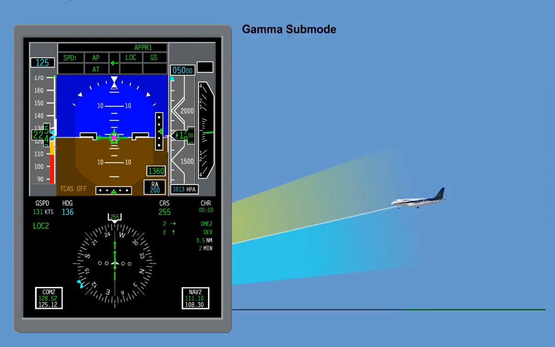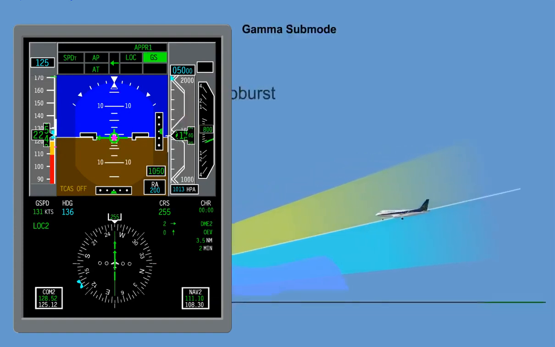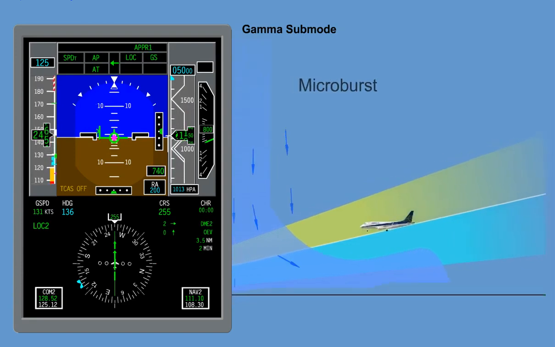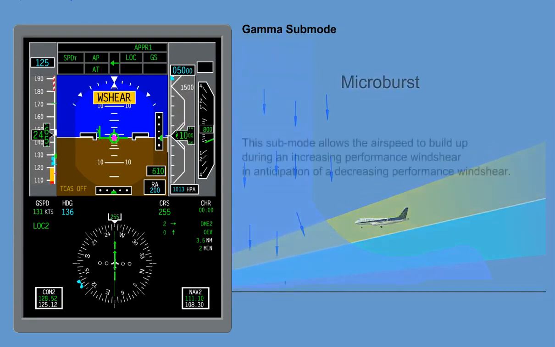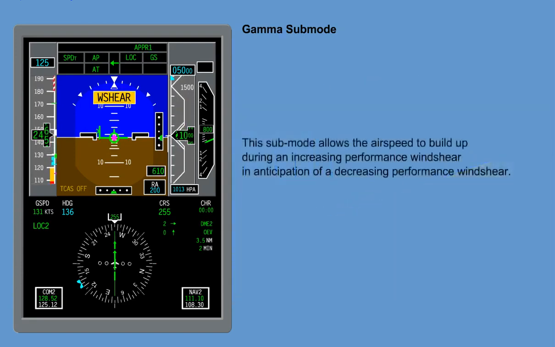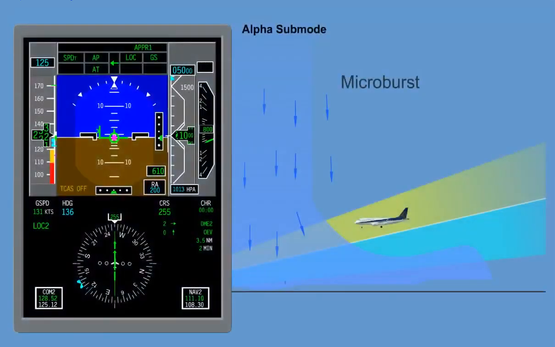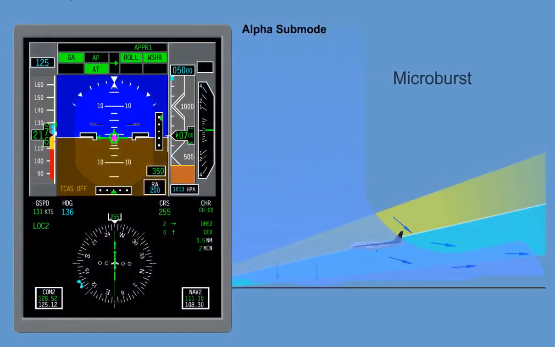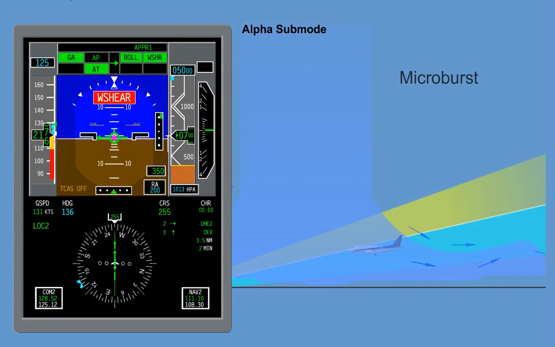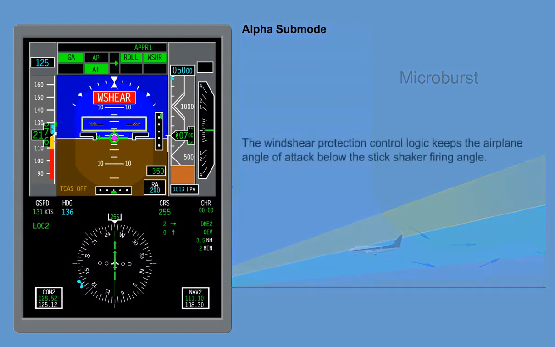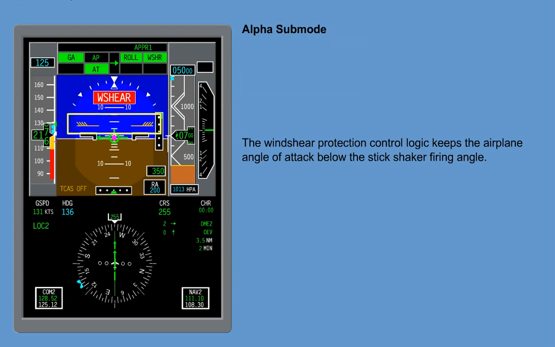The gamma submode. The airplane has a positive flight path angle. This submode allows the airspeed to build up during an increasing performance wind shear in anticipation of a decreasing performance wind shear. The alpha submode. The airplane maintains airspeed when approaching stall conditions. The wind shear protection control logic keeps the airplane angle of attack below the stick shaker firing angle.